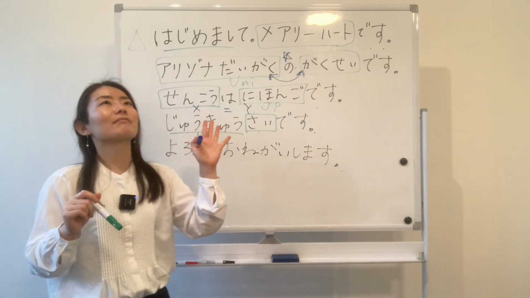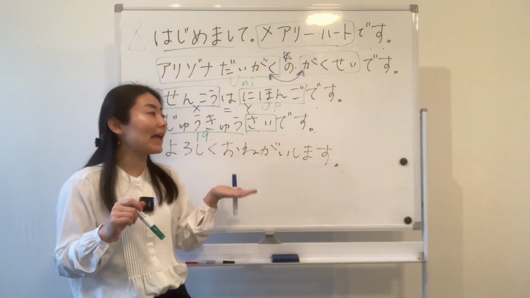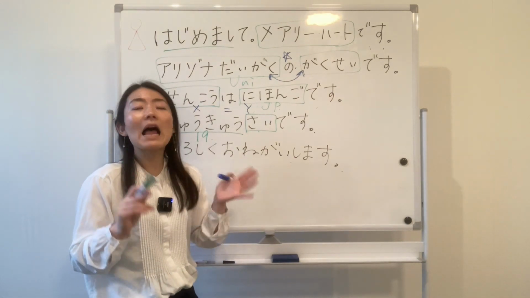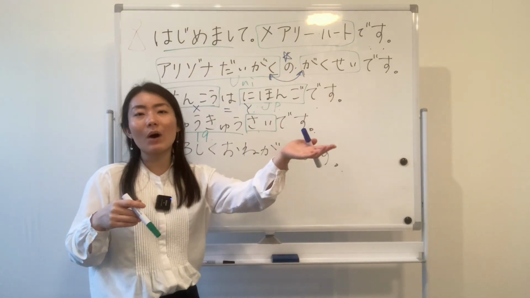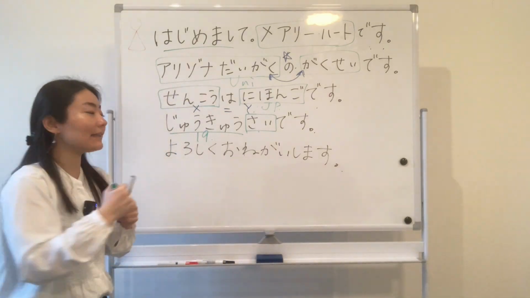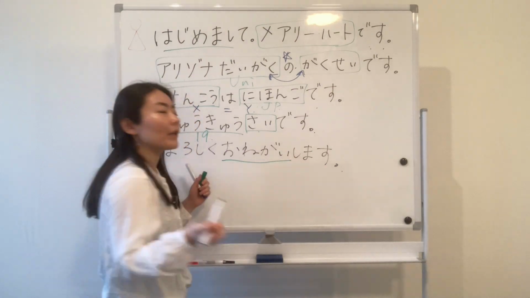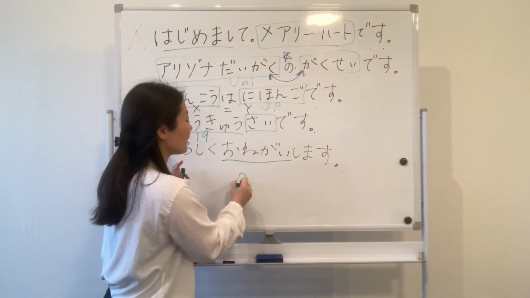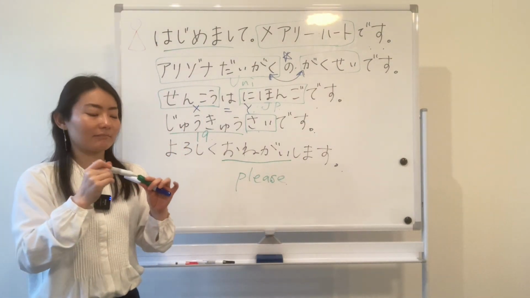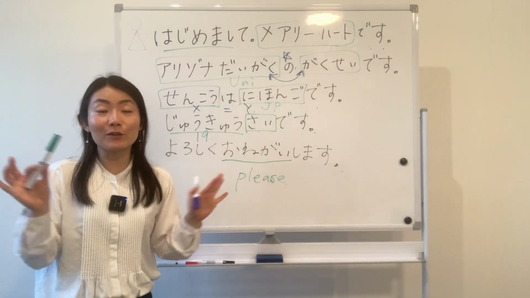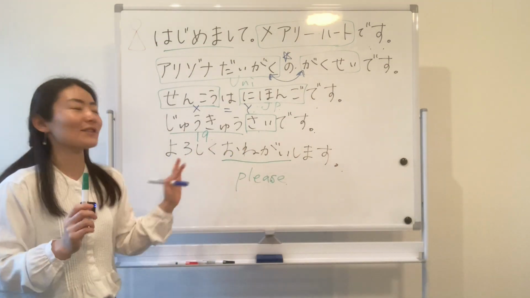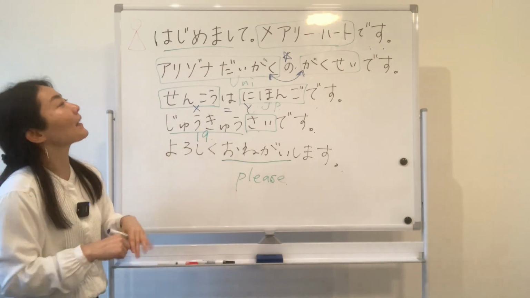And then, よろしくお願いします。We use this phrase so many times. And we introduce ourselves, and at the end of the introduction, we say this. When we ask something to someone, we say this. So this is a very handy phrase. And this onegai literally means please. But you don't really need to think about it because we just use this phrase often. So just remember this one. This is handy.